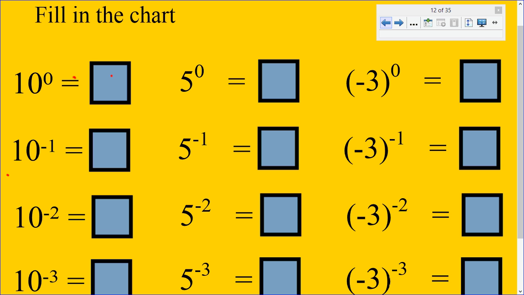All right, 10 to the 0 power. Hopefully you got positive 1. 5 to the 0 power. Hopefully you know that's also 1. And even negative 3 to the 0 power, as I said before, anything in parentheses is equal to 1.